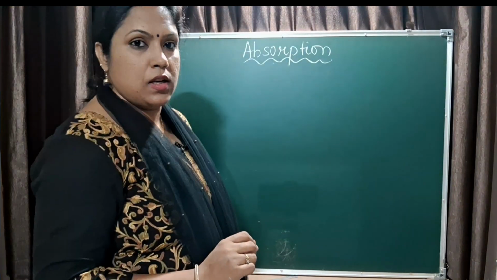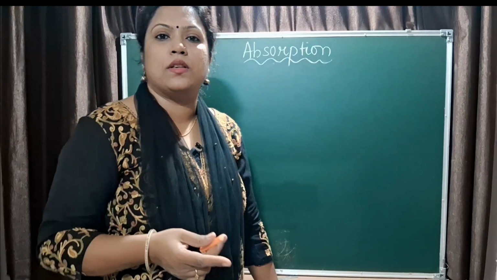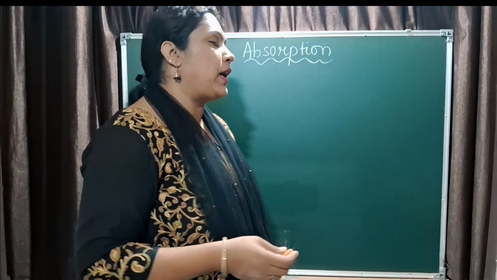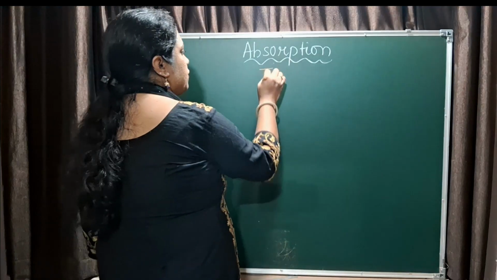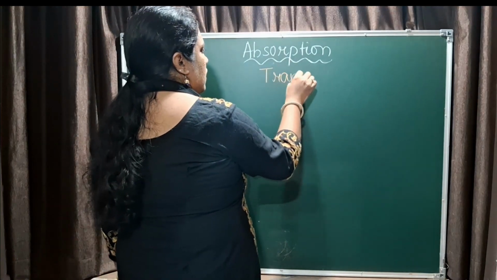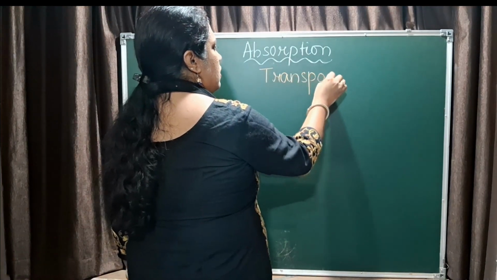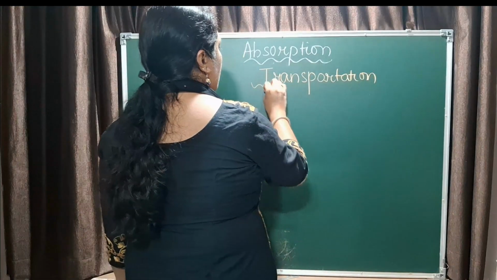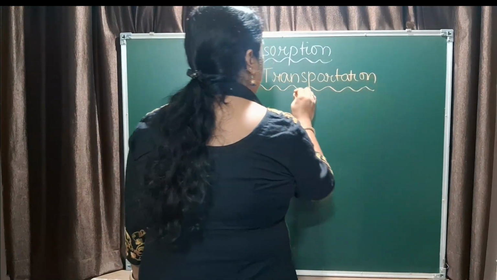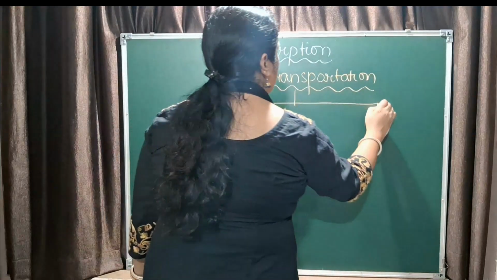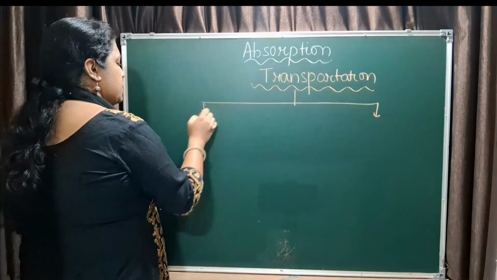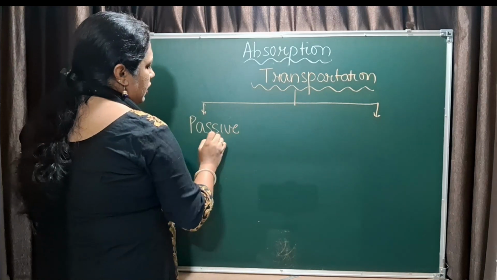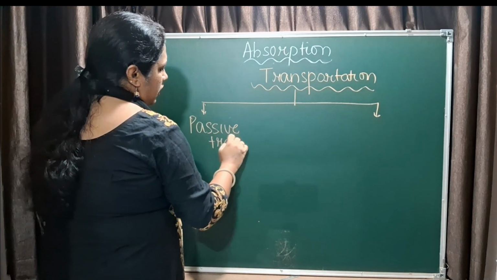The transportation in plants occurs by 2 methods, that is active transport and passive transport. So we will talk about active transport and passive transport. The first thing is transportation. Now transportation of water, that is called conduction of water in xylem. So it is of 2 types. One is passive transport. Now when you talk about passive transport, there is no energy involved.